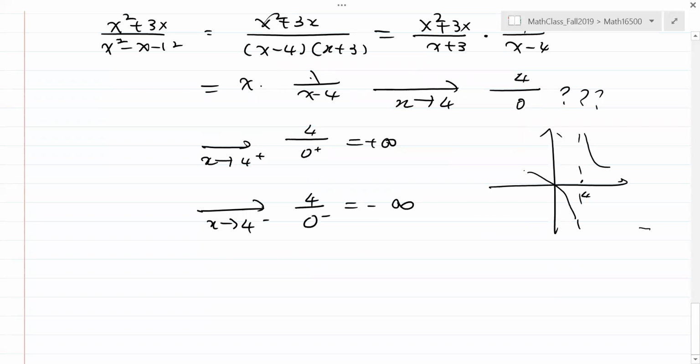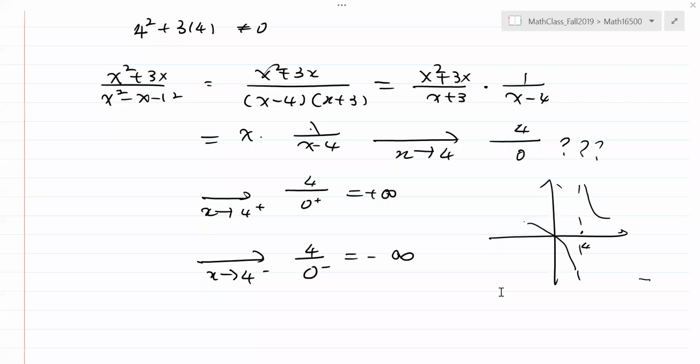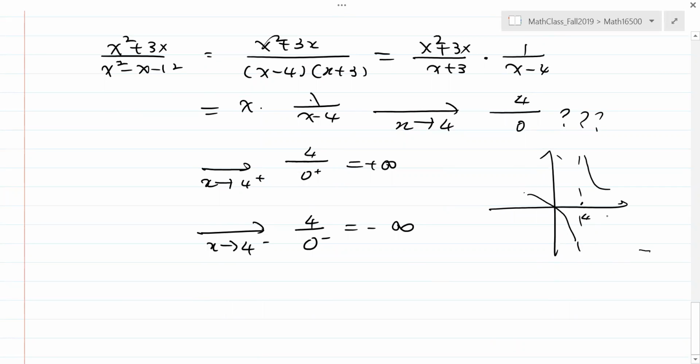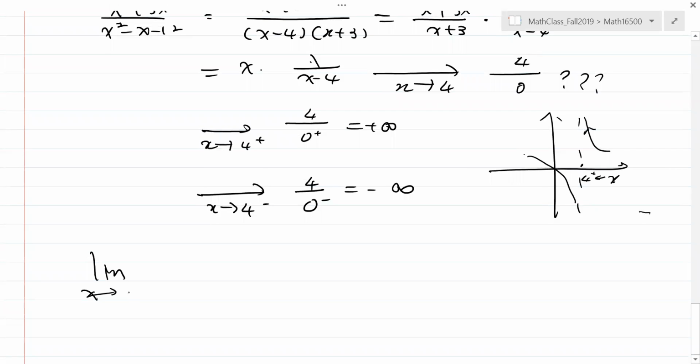So look at this graph, right? When x approaches 4 from either side, then you will see that it's dropped. When x approaches 4 from the right hand side, it goes to positive infinity. From the left hand side, it approaches negative infinity. So clearly, you cannot say the limit exists here.